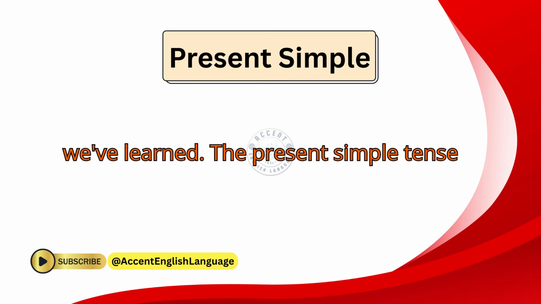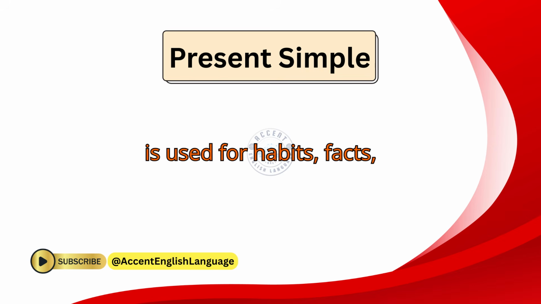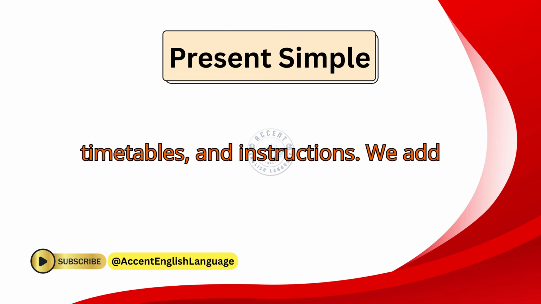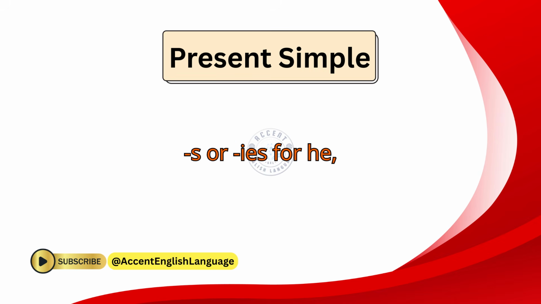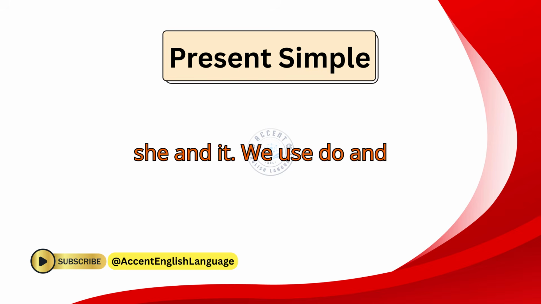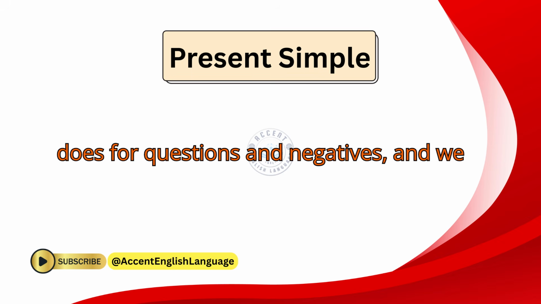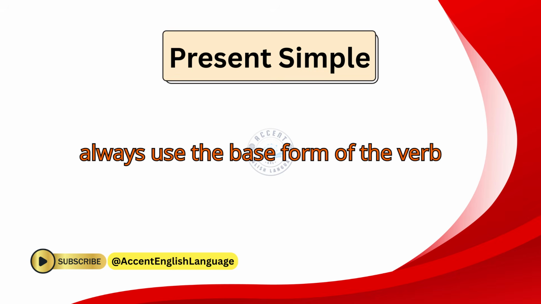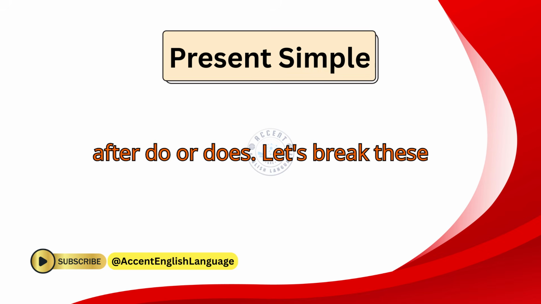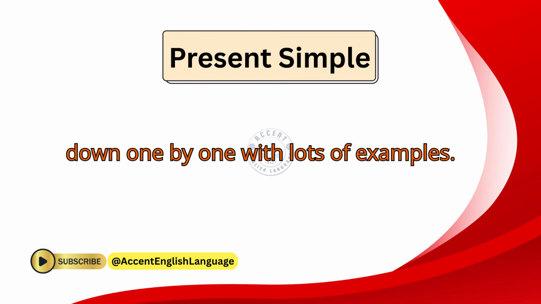The present simple tense is used for habits, facts, timetables, and instructions. We add s or es for he, she, and it. We use do and does for questions and negatives. And we always use the base form of the verb after do or does. Let's break these down one by one with lots of examples.